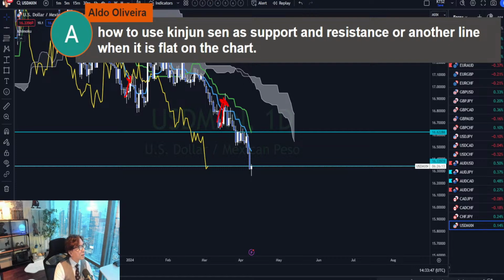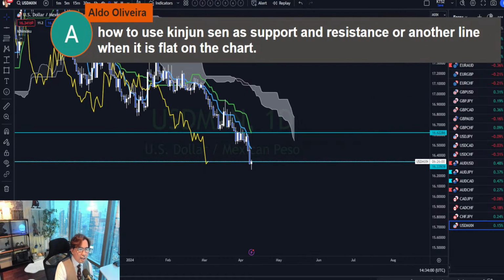So yeah, you can actually see that the price has been retraced and it touches Kijun-sen and continues bearish. And same is true in Tenkan-sen.